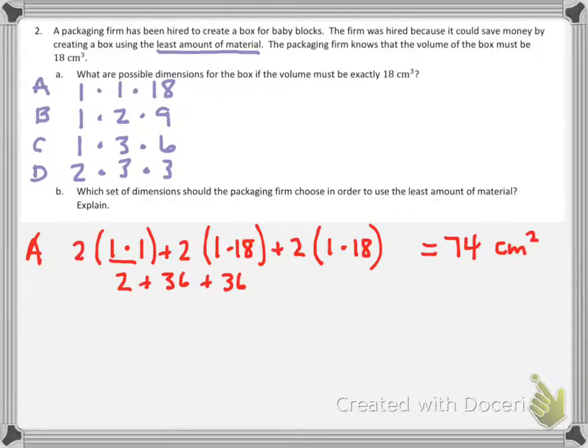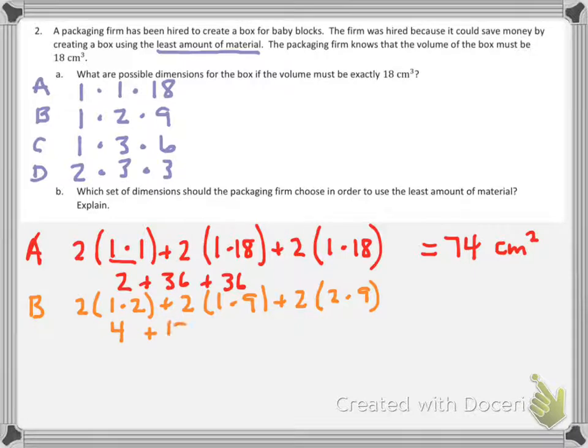Okay, let's do B. Let's see if we can fit all these on here. B would be 2 times length times width plus 2 times length times height plus 2 times width times height. Okay, so let's see. 2 times 2, that's 4. And this is 9 times 2, that's 18. And then we have 18 times 2, that's 36.